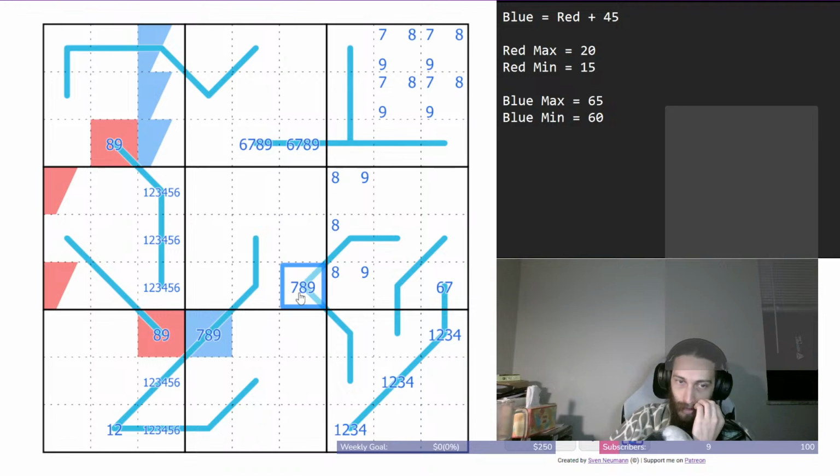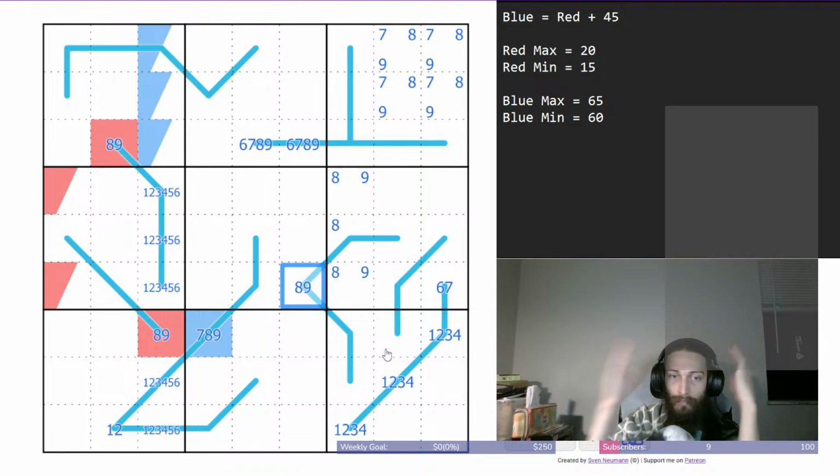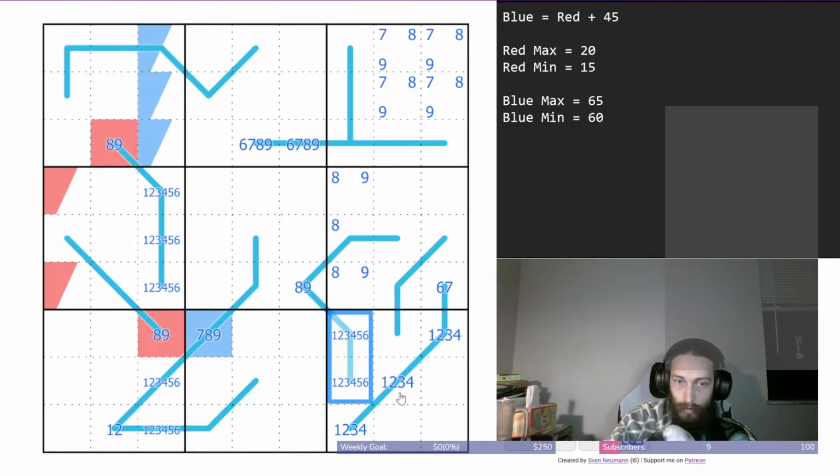If this was a 7, that would be a 6. Right. So this can only be 8 or 9 now. If it's a 6, it's a 9, and if it's 7, it's 8 or 9. So yeah. And that means 15 or 16 is the possibilities. So this is max 6, but it can't be 1 or 2.